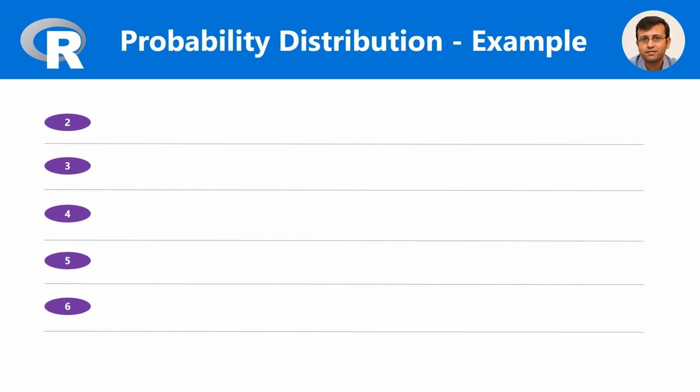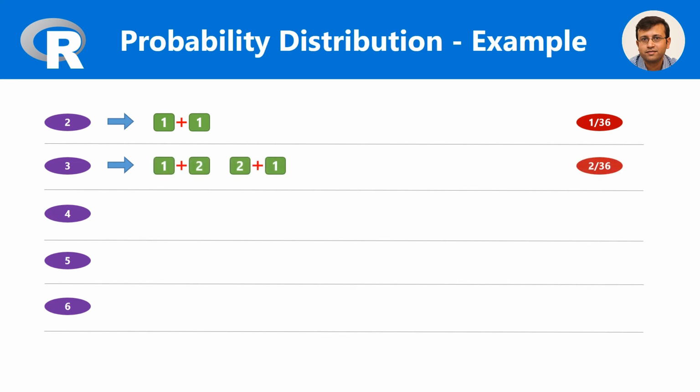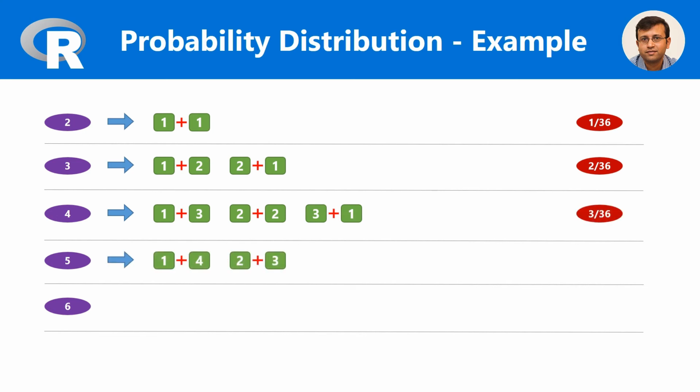The outcome of getting 2 when we roll the dice is 1, 1. So the probability of getting 2 is 1/36. In the same way, the outcome of getting 3 is 1, 2 or 2, 1. So the probability of getting an outcome 3 is 2/36. The outcome of getting 4 is 1, 3 or 2, 2 or 3, 1. And the probability is 3/36. And so on and so forth.